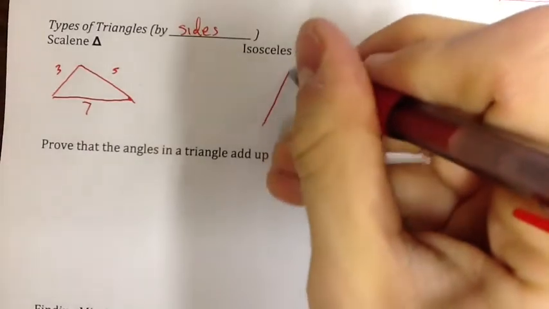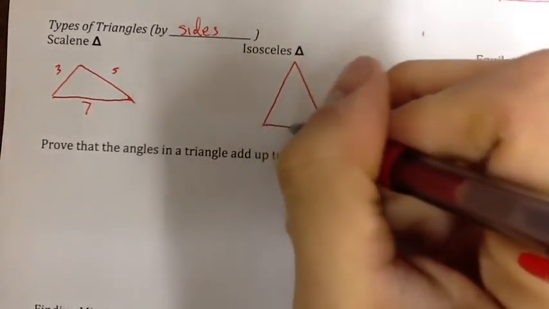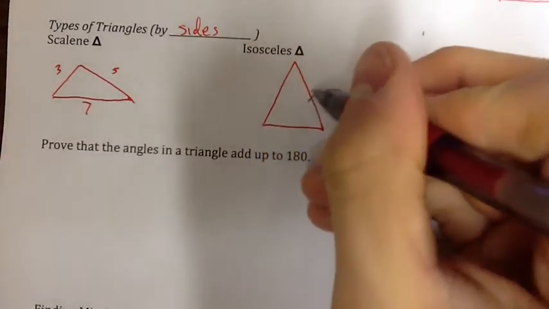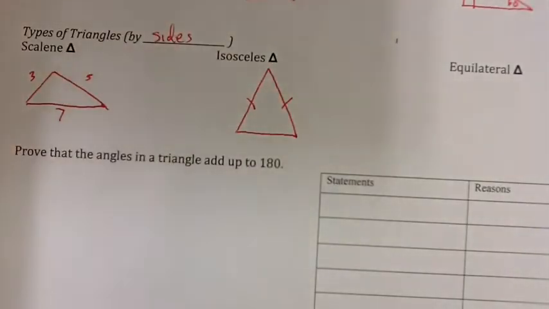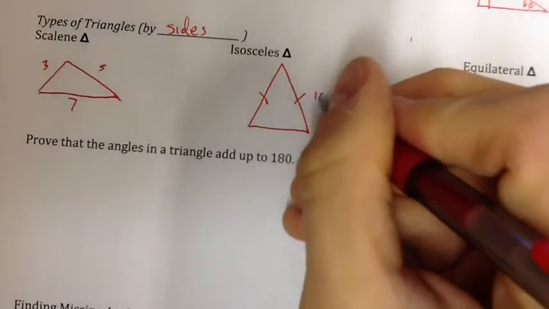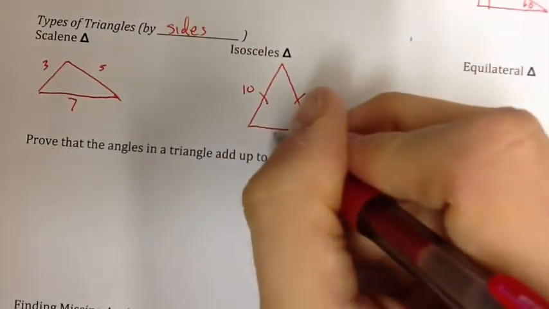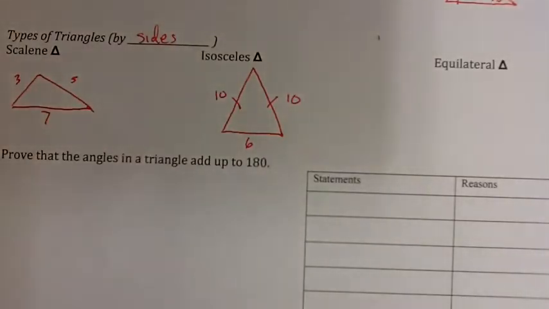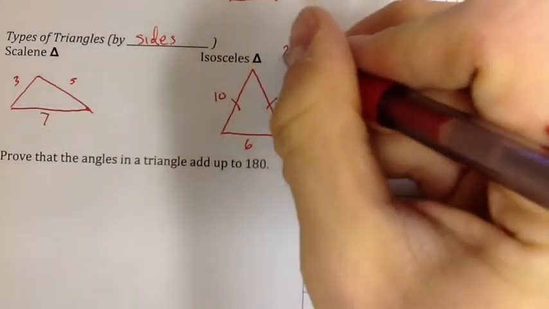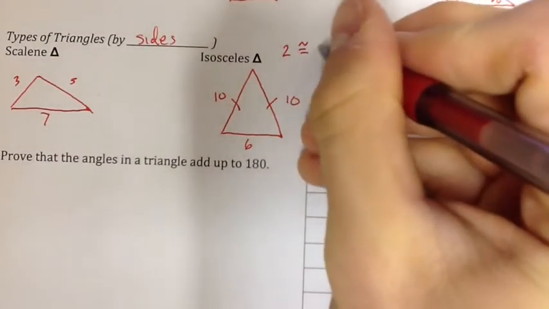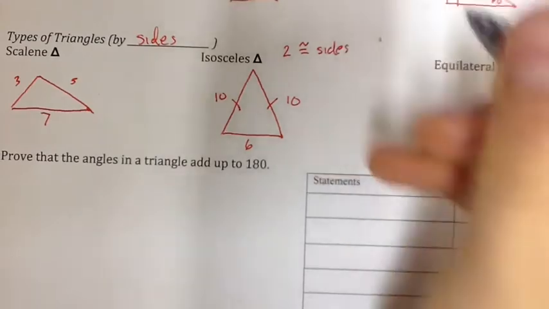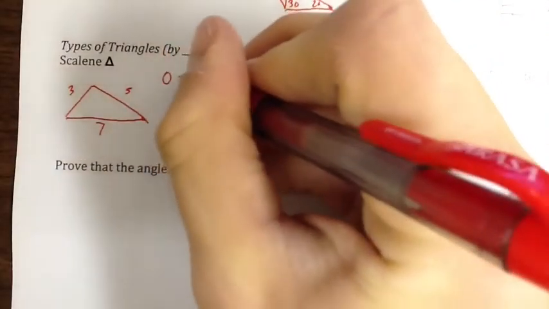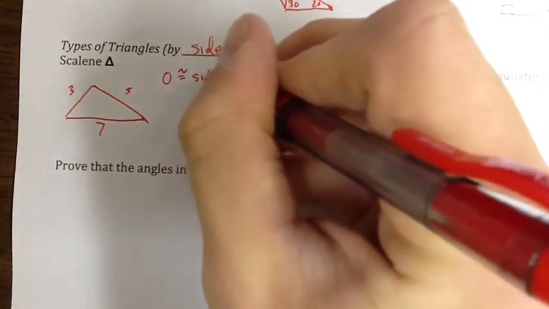But just focusing on the sides right here, we call it scalene. Isosceles means that two of the sides are the same. And those tick marks, remember, mean those two sides are the same. So we maybe say this is 10 inches long, and that's 10 inches long, and this is 6 or something. Okay, isosceles has two congruent sides, whereas scalene had no congruent sides.